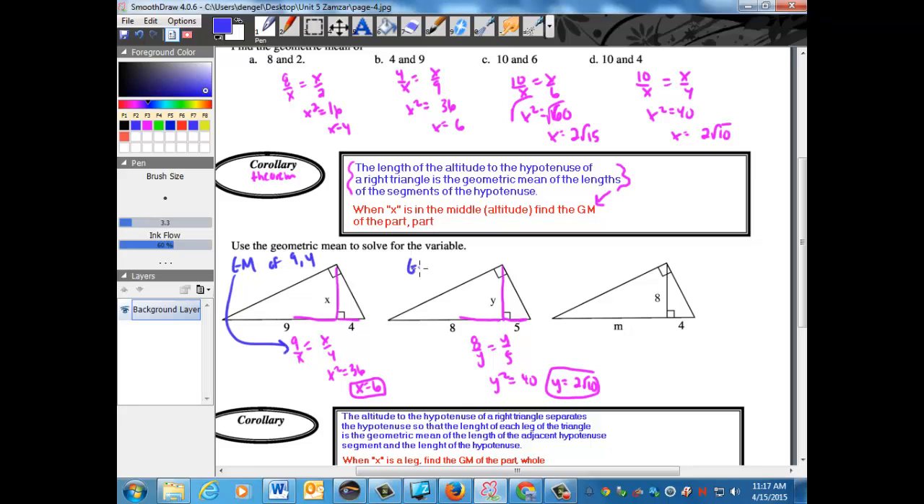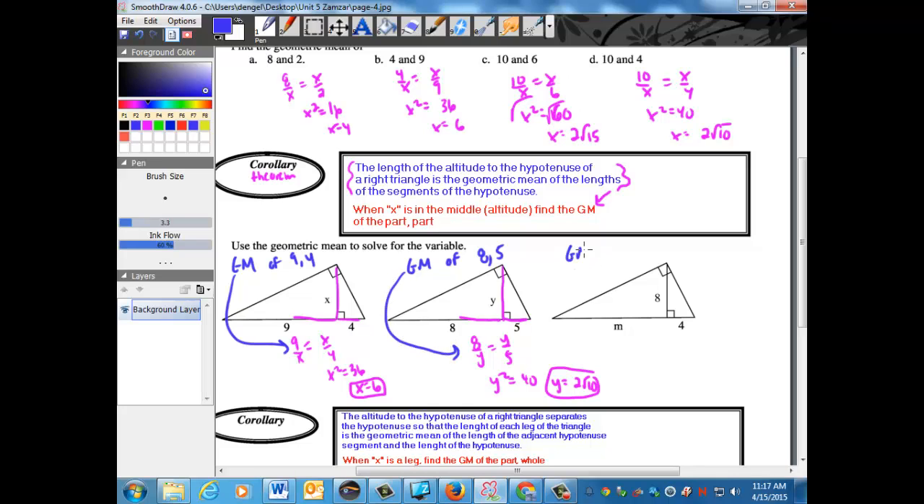On this problem, we're going to find the GM of 8 and 5, because y was in the middle, it's the altitude, and our two parts are 5 and 8. Okay, and so our work to solve that goes here.